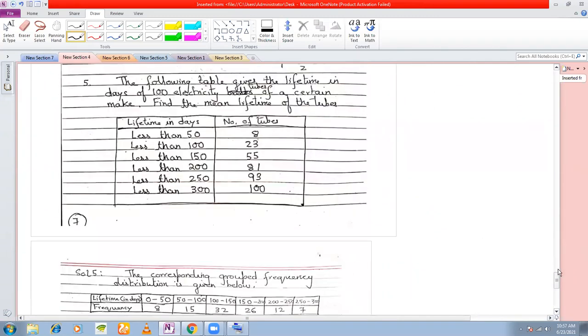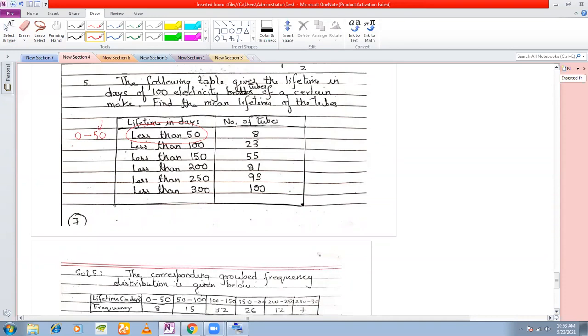Last problem from measures of central tendency, mean, is this problem where the class intervals are not given to you. If you see here, instead of class intervals, they have given you less than 50. So when they say less than 50, we mean between 0 and 50. And this interval does not include 50.